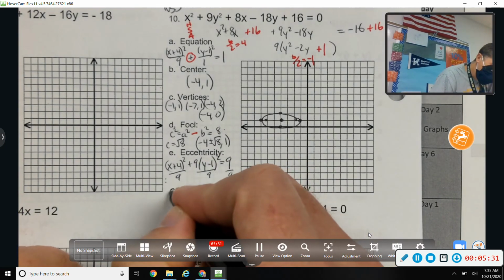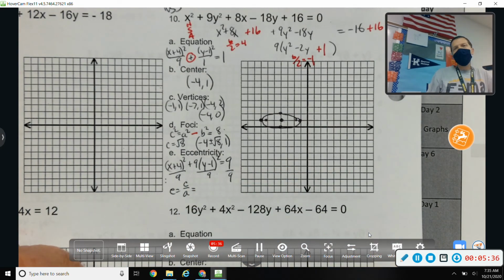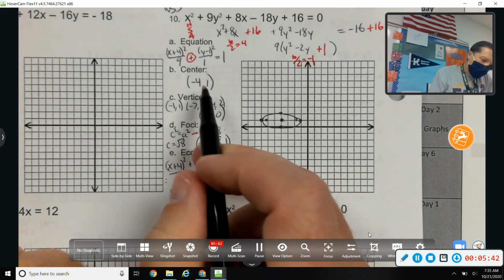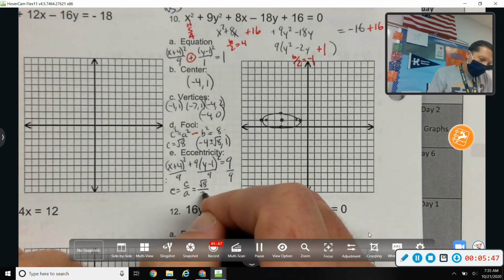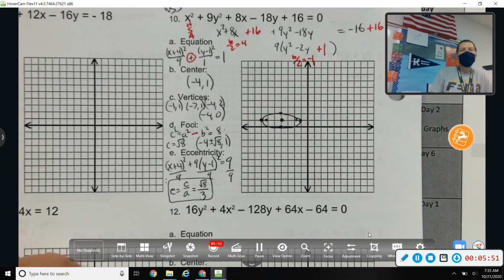Eccentricity is C over A. This is kind of the only spot where you've got to know which one's A and which one's B. C is square root of 8. A is always the bigger one for an ellipse. So A is 3. So square root of 8 over 3 is the eccentricity.